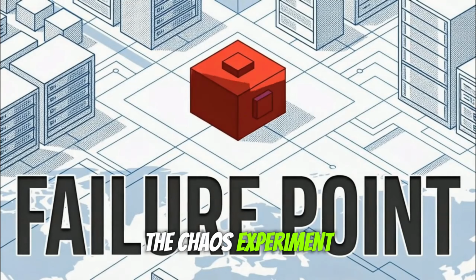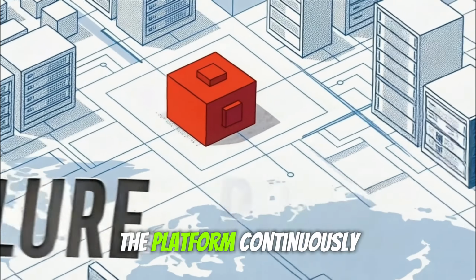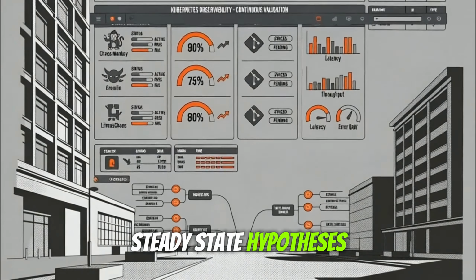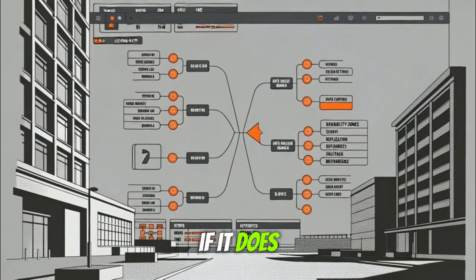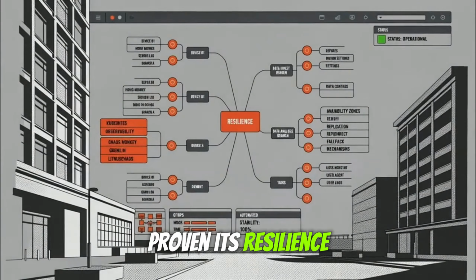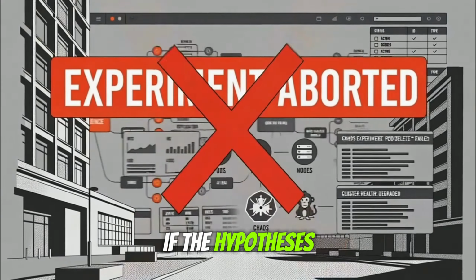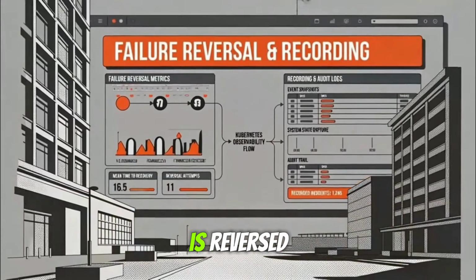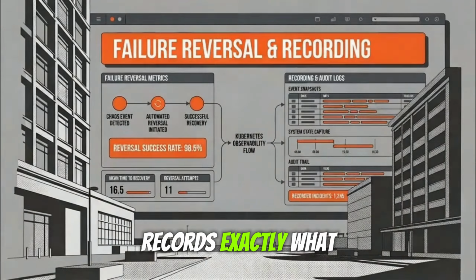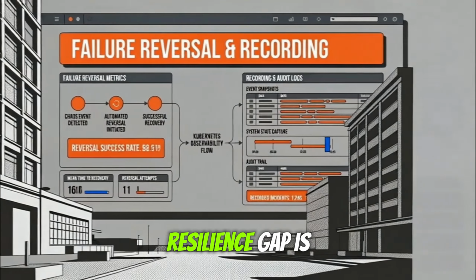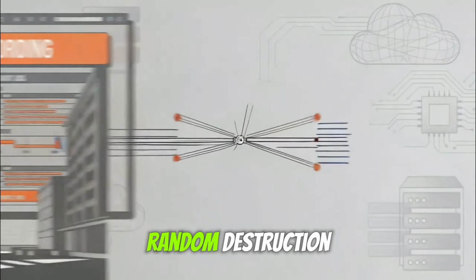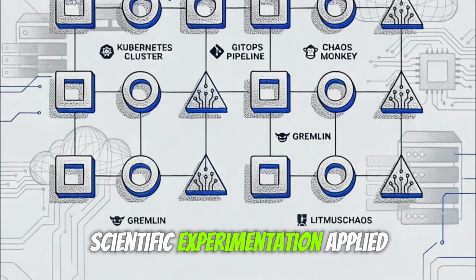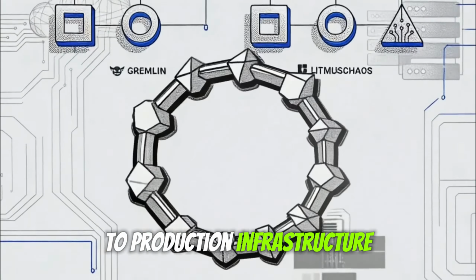The chaos experiment injects a controlled failure. The platform continuously validates whether the system maintains its steady-state hypotheses throughout. If it does, the system has proven its resilience to that failure type. If the hypotheses are violated, the experiment immediately aborts. The injected failure is reversed, and the platform records exactly what happened and where the resilience gap is. This is not random destruction. It is structured scientific experimentation applied to production infrastructure.